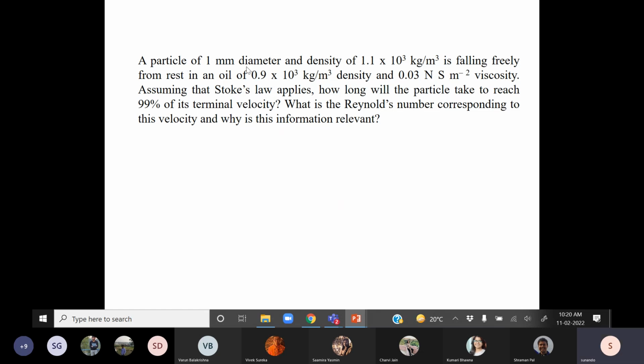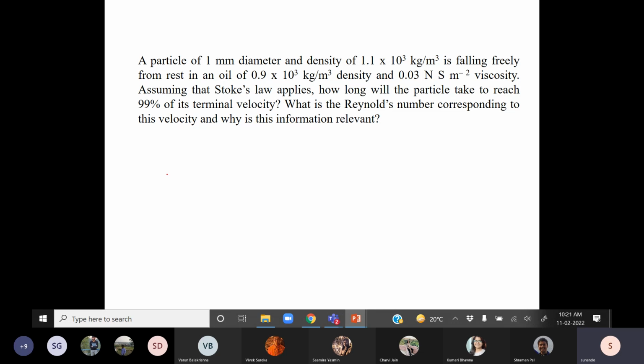Okay, so a particle of 1 millimeter diameter and some density is falling freely from rest in an oil whose density and viscosity are provided, and we will assume that Stokes law is applicable. How long will the particle take to reach 99% of its terminal velocity? We all know that any such particle will reach some sort of terminal velocity, but we would like to find out the time it would take to reach 99% of the free stream velocity.